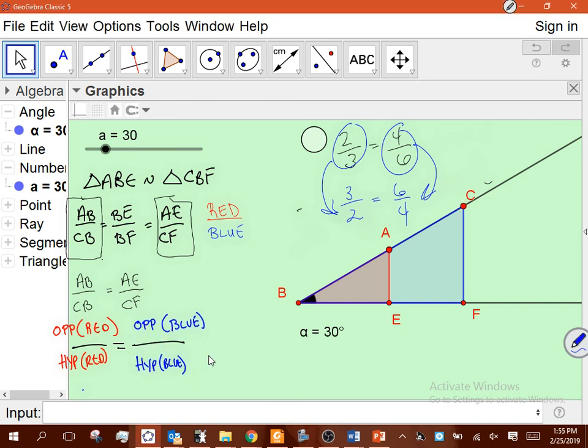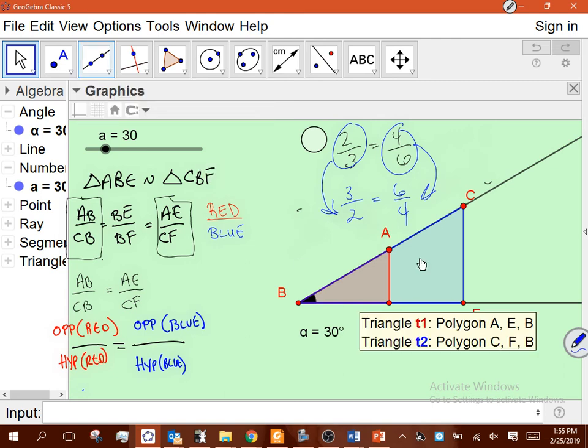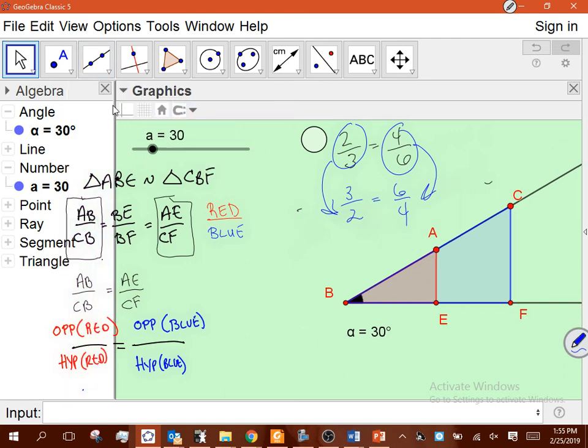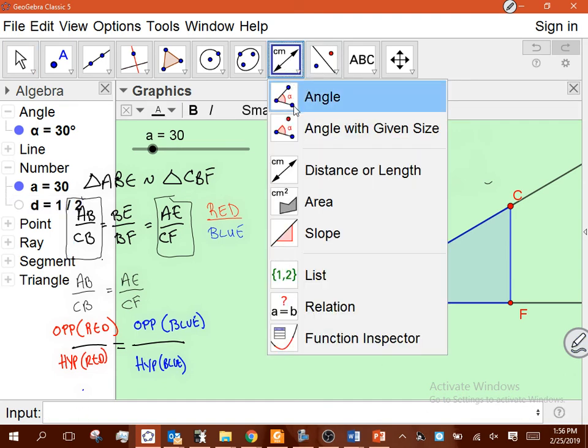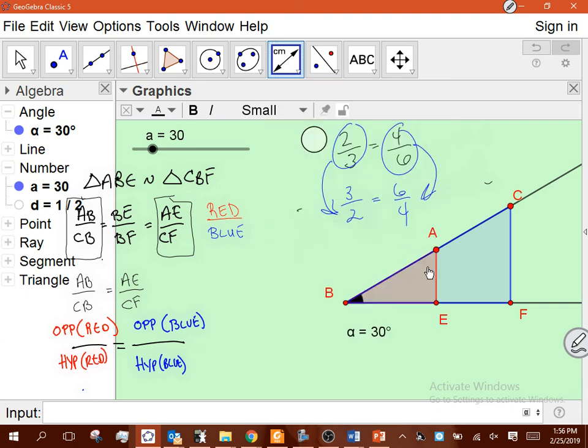Okay, so the reason I do that is because now, with GeoGebra, I take these distances. I'm always referencing the 30-degree angle. Opposite in the red would be AE, right? I'm going to divide that by the hypotenuse of the red, which is AB. It's going to pull out those two distances. AE is 2 and AB is 4. See how it pulls those two distances out and divides them?